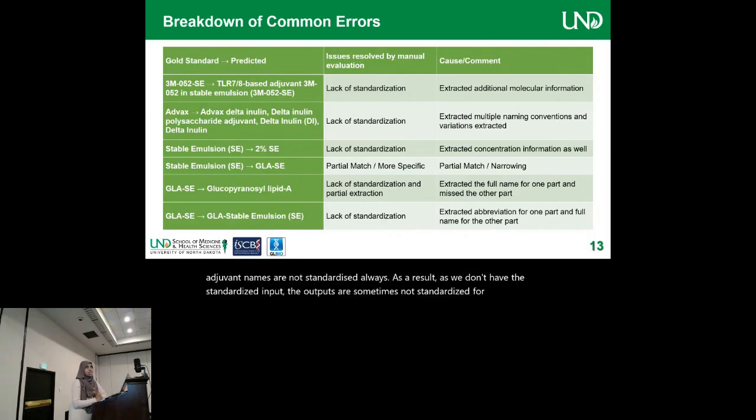For example, let's say a gold standard label is Adjuvants, which is a well-known adjuvant, but it has different synonyms, for example, delta inulin or delta inulin polysaccharide adjuvant. And let's say the LLM came up with the delta inulin polysaccharide adjuvant, which is actually true semantically, but it's not exactly what the gold standard was. As a result, when we have done the automated evaluation, it may say it's a false positive, but it is actually a true positive. So we have used both automated evaluation as well as manual evaluation to see how the LLM worked.